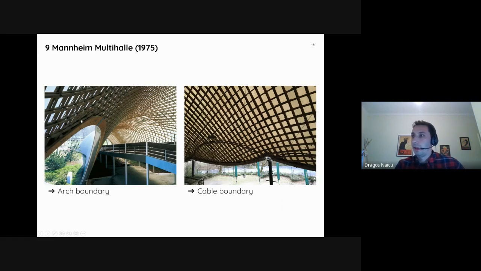So this is the arch boundary where the grid was kind of sandwiched in between these panels and this edge beam. And the cable boundary is a tension-based system, almost like an inverted truss, which would receive the grid at this level, and then there was some counterbalancing tension on this side. Very bold for this, very bold.